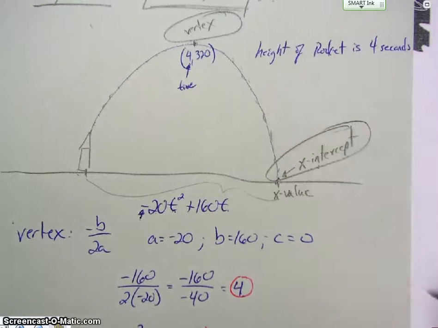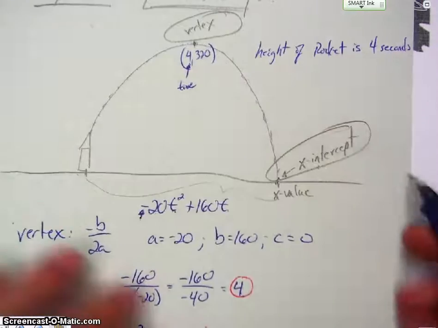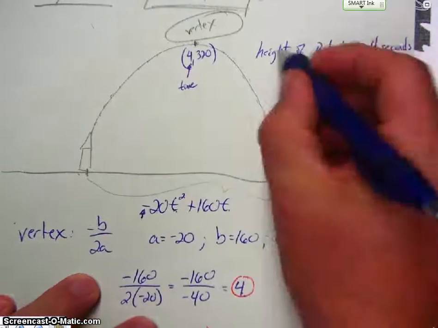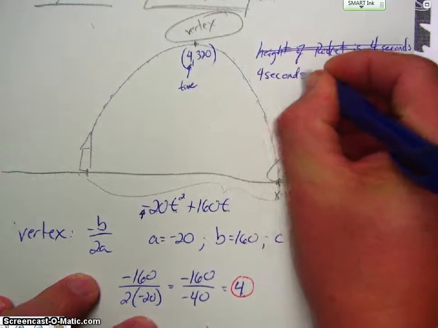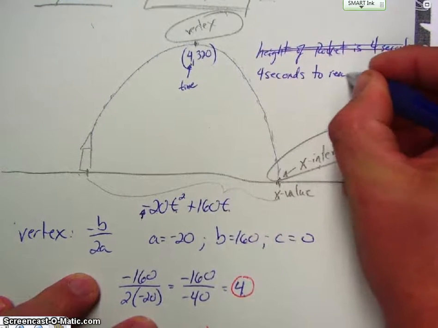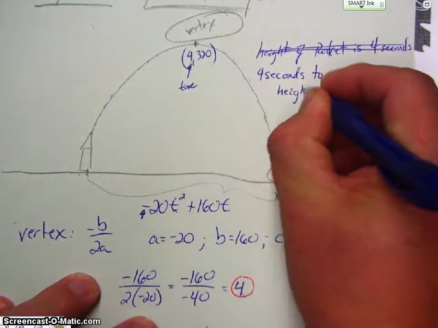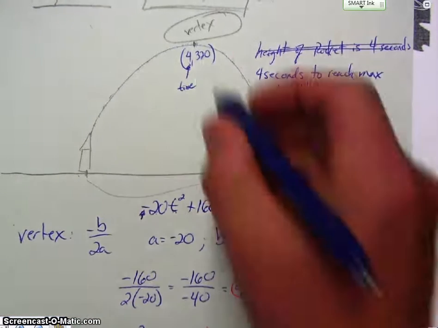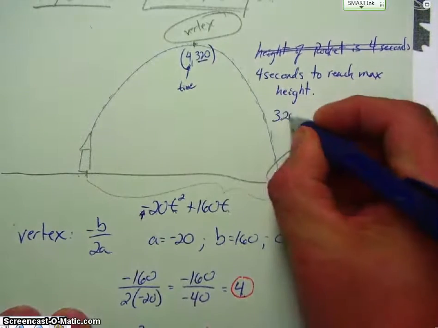All right? Nope, I'm sorry, that's not the height. It takes 4 seconds to reach the height. Let me do that again. So it's 4 seconds to reach maximum height. All right, that's better. Now, what's 320? Well, that's the height. 320 is the height.